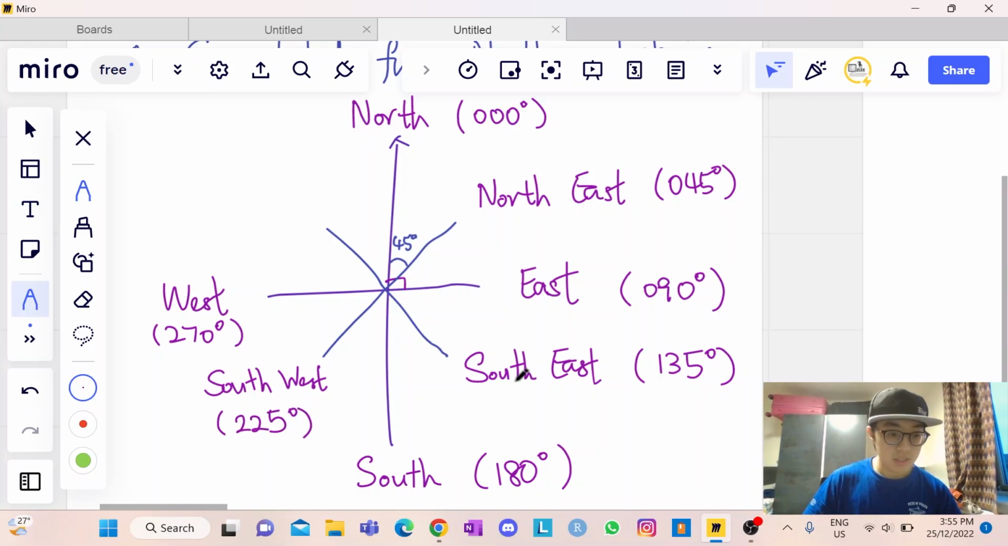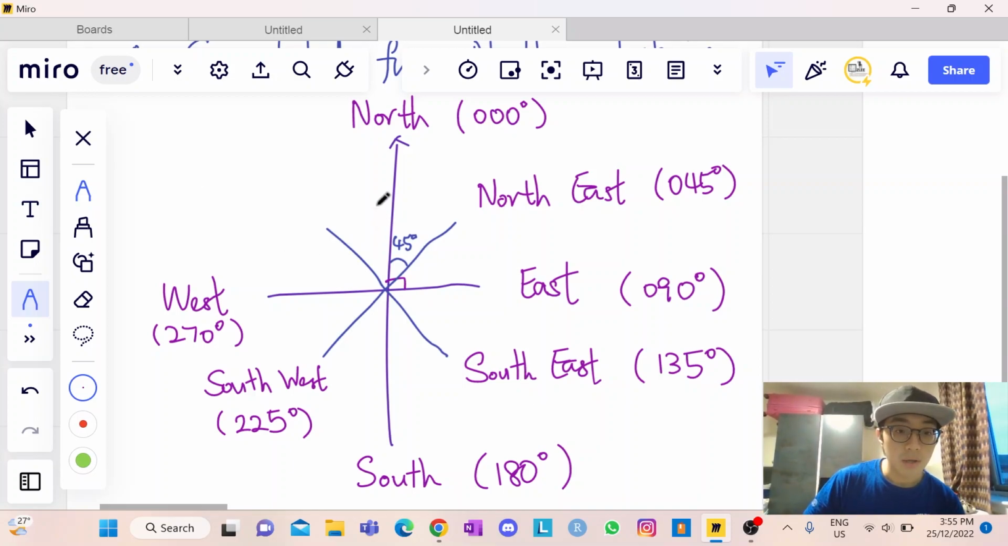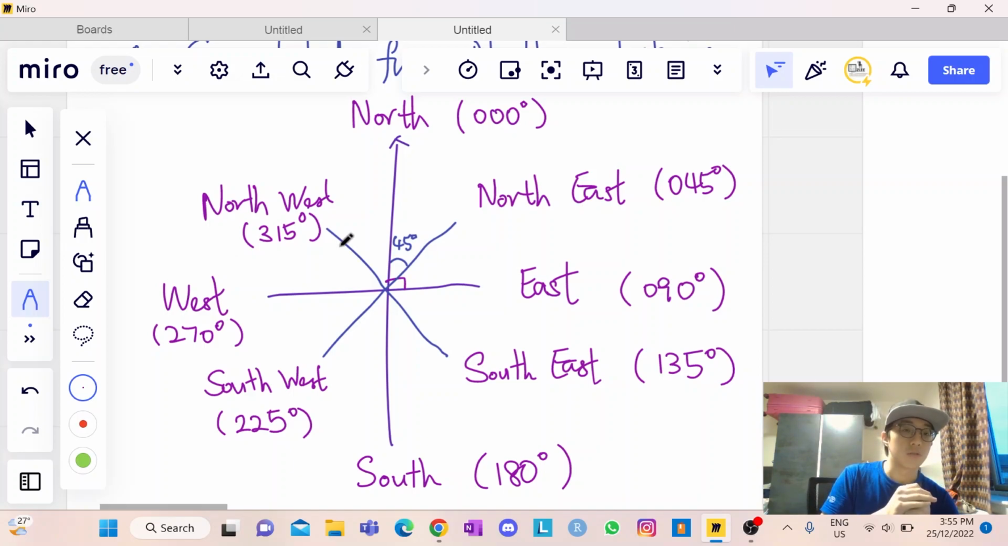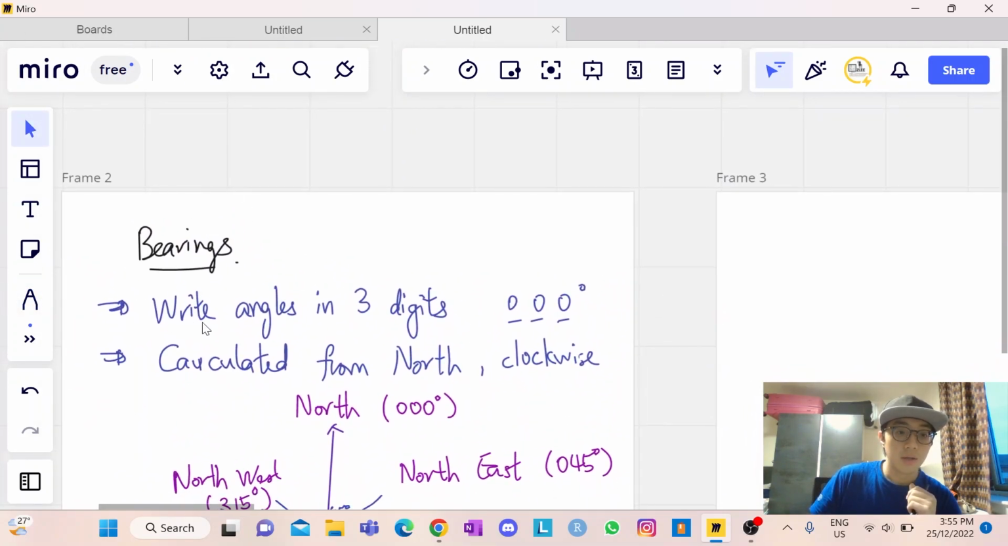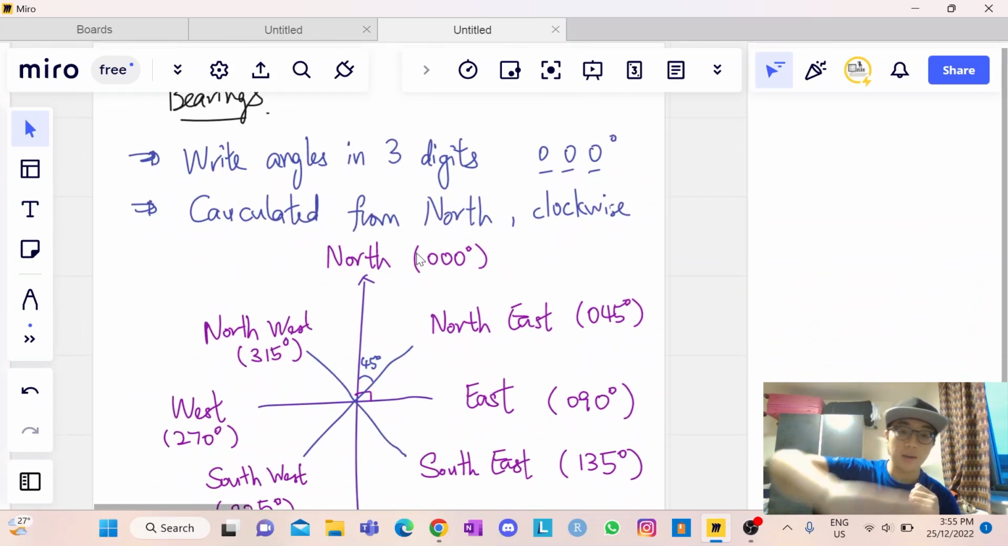And last but not least, we have this part right here. It's north and west, so this is northwest, which is 315 degrees. So this is all the directions. Sometimes north is not necessarily 0 degrees, but in bearings, when you see a question with the word bearing, then north is always 000, and it follows clockwise.